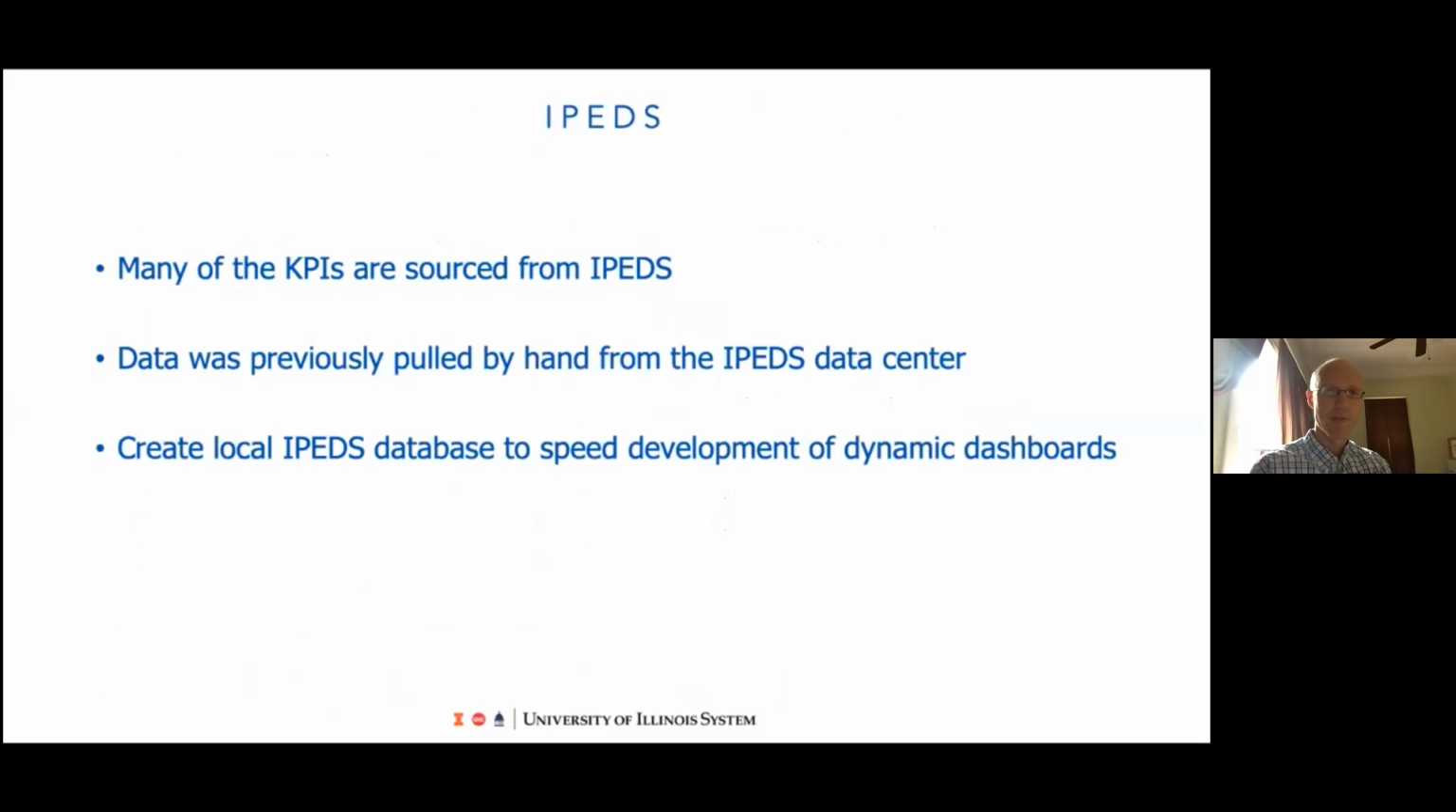So the data in our previous PDF dashboards were pulled by hand from the IPEDS data center, which works, but it's time consuming, especially when you have so many metrics. It can be especially problematic, as we learned, if you have to change peers in your peer data set on the fly, which happened to us once. So then you have to pull all of the data with the different set of peers. So we decided to create a local IPEDS database to speed up the development of these dynamic dashboards.